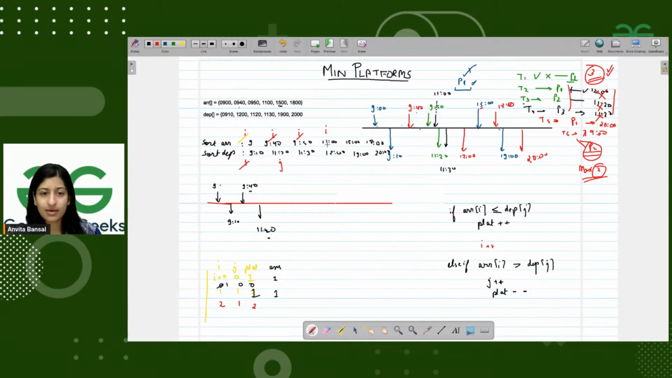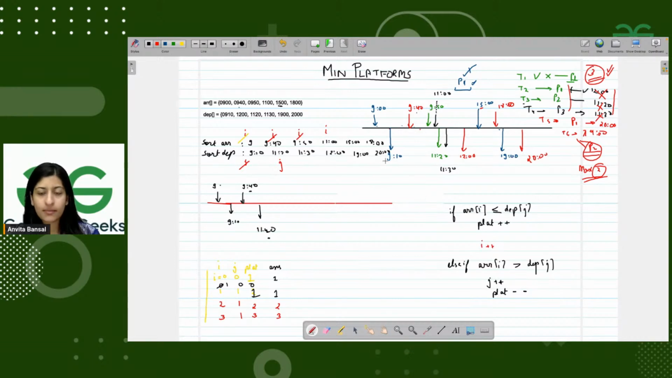You again check 11 with J. So at 11, it is less than departure of J. So your platform would have increased. Answer would have been 2 at that time. So now the iteration is at I is at 3, J is still at 1. Your platform has become 3, and the maximum platform that you are consuming at any interval will be stored in answer. So this is the current situation.